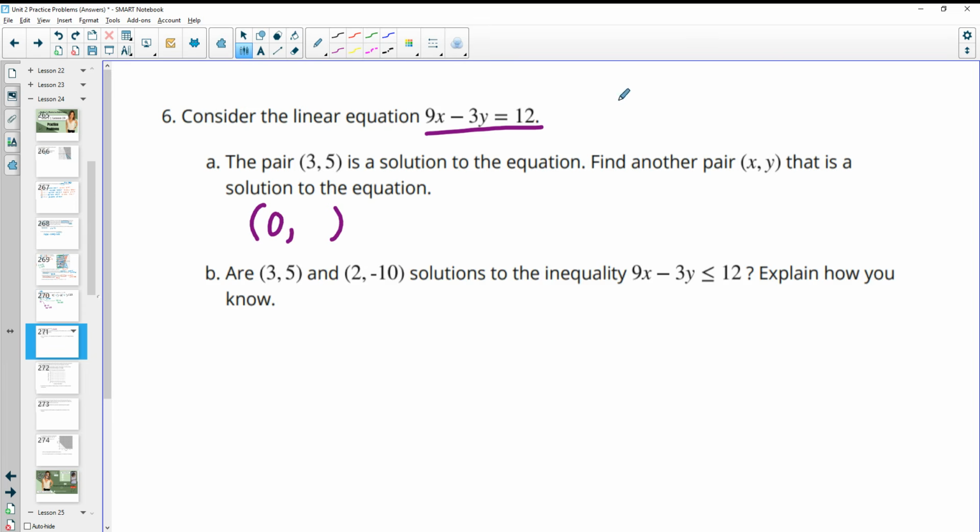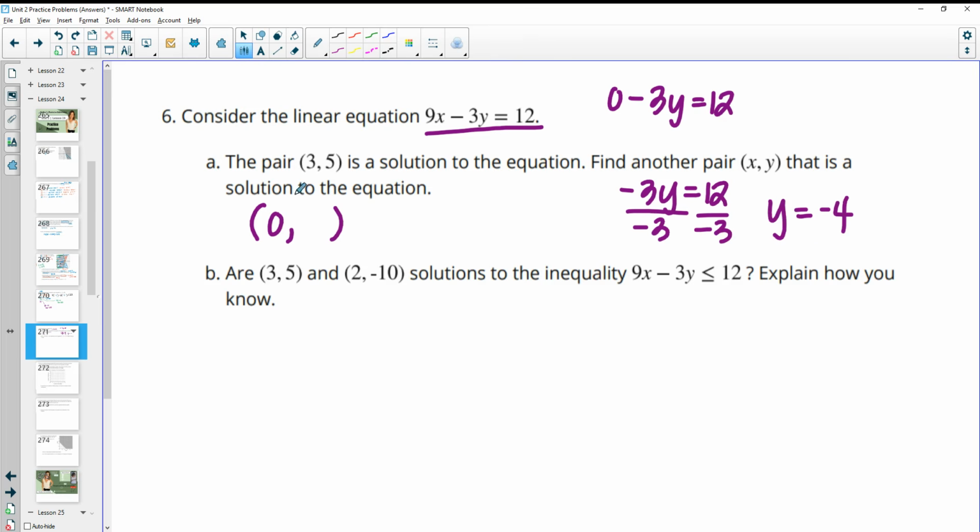So when we plug in 0 for X, we just get 0 minus 3y equals 12. So we really just have -3y equals 12. So then we can divide by -3, and we get that y equals -4. If you wanted to do it like that. You could also pick a different number. You don't have to pick 0.